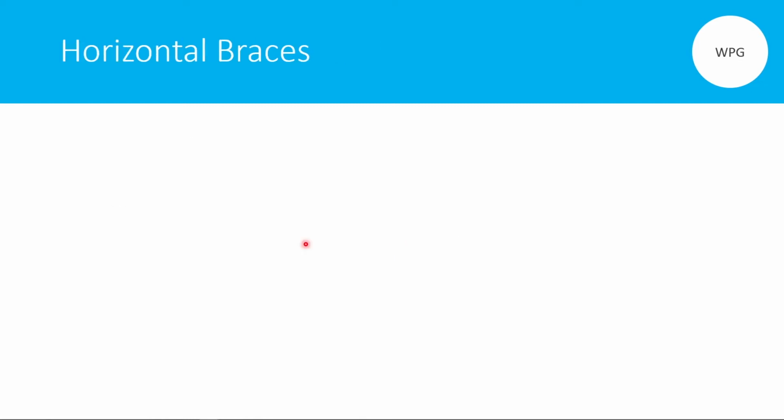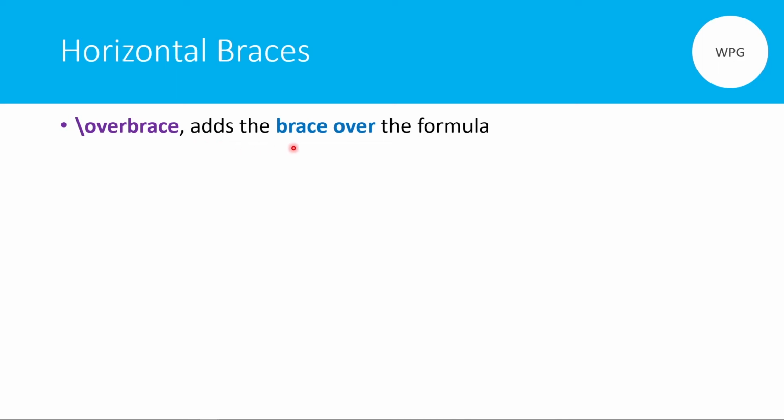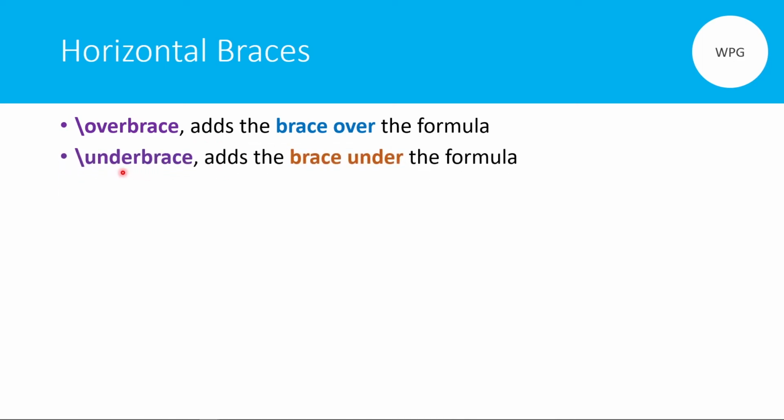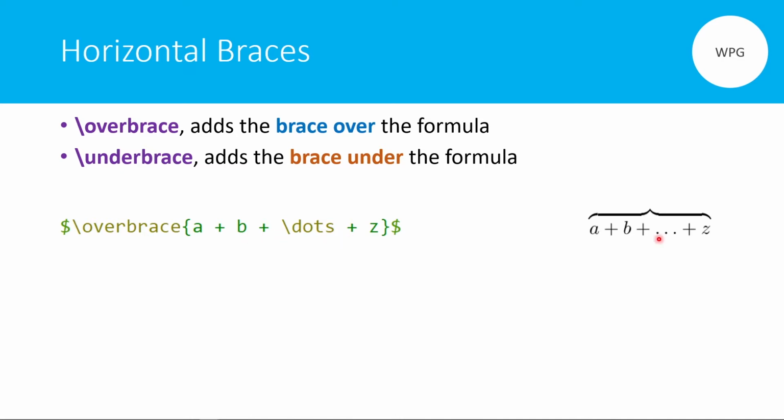First see the horizontal braces. The overbrace command inserts the brace over the specified formula. Similarly, the underbrace command inserts the brace below the specified formula. For example, here the brace appears above the expression a plus b plus 2z like this.